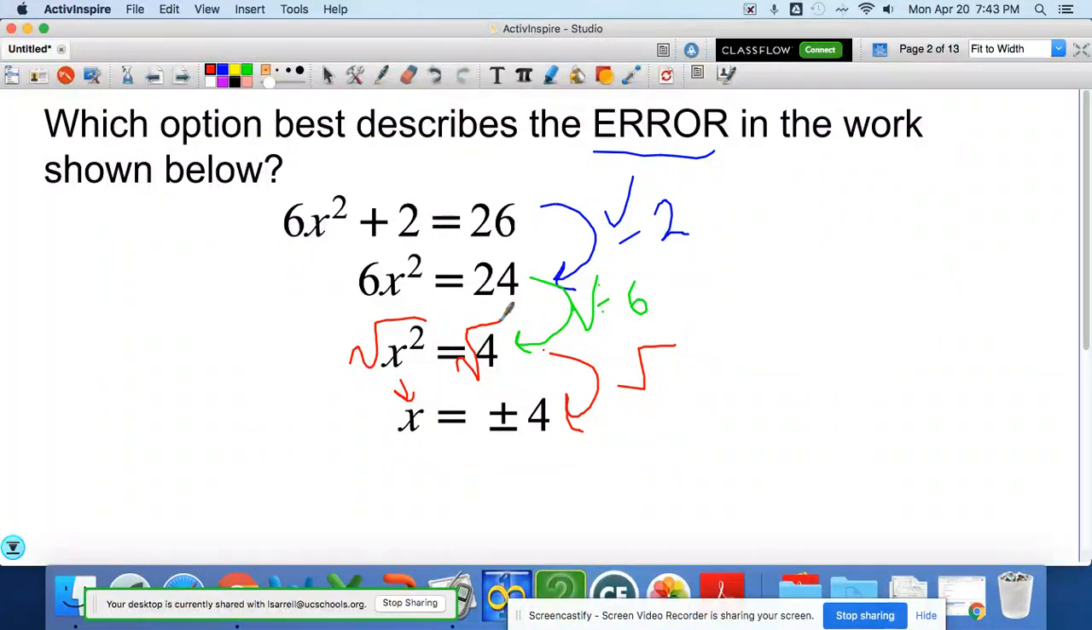A lot of people get caught up and go, oh yeah, they did it correctly. There's that plus or minus sign. You're right. We do need a plus or minus sign. But what is the square root of 4? It's not 4. It doesn't stay the same. That's where the error comes in. This, in fact, should be x equals plus or minus 2.